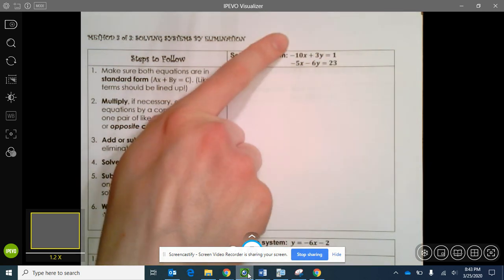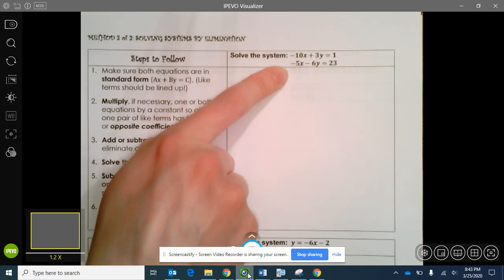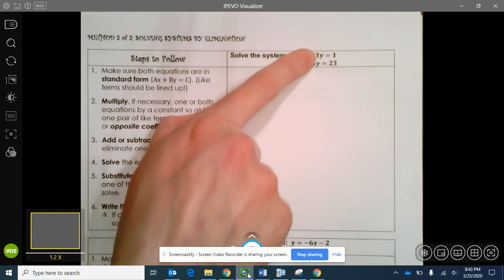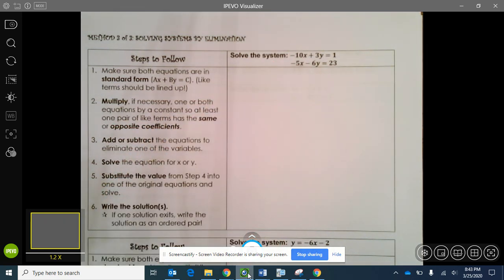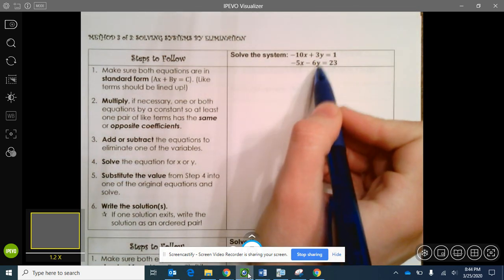However, if I try to add straight down my columns, negative 10 plus negative 5 is not going to give me 0. 3 plus negative 6 is not going to give me 0. So I don't have those opposite numbers in front of my x's or in front of my y's that will add to 0. When this happens, you can still use elimination. You just have to multiply one or sometimes both equations by a number to get those opposite numbers that will add to 0.